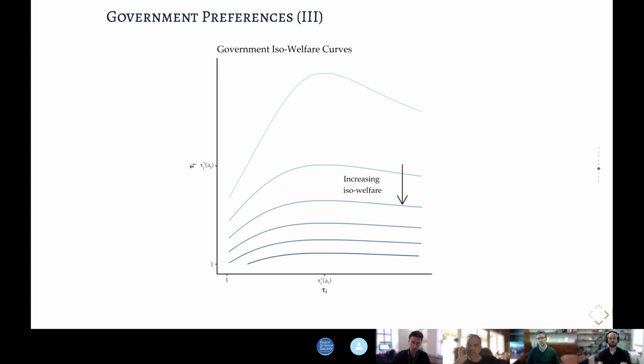So the top of this mountain is in the very middle, the bottom middle of this plot, and that's what the home government would implement if it had complete control over its policy and the policy abroad.